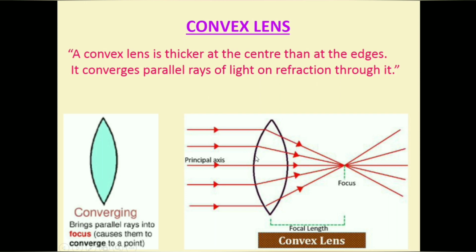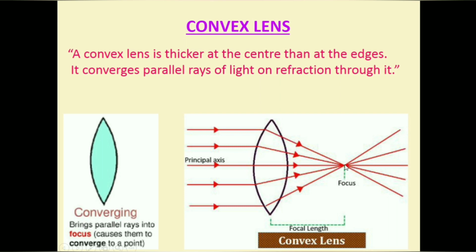Observe the second diagram. We considered convex lens which is thicker at the center. Now, when a parallel beam of light passes through this convex lens, refraction of light takes place. Remember, 2 times refraction of light takes place because it is bounded by 2 surfaces. If it is bounded by 2 surfaces, then 2 times refraction of light takes place. So after 2 times refraction, all the refracted rays converge to a point.